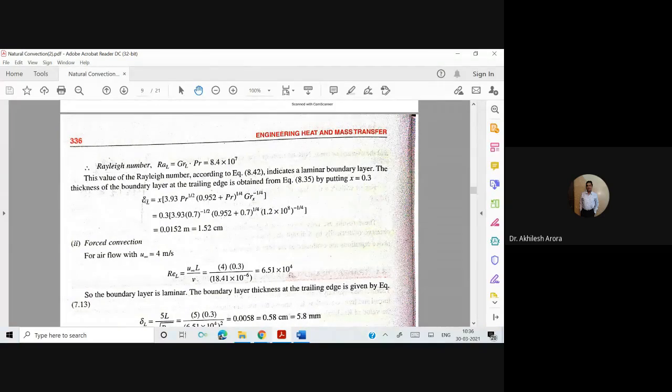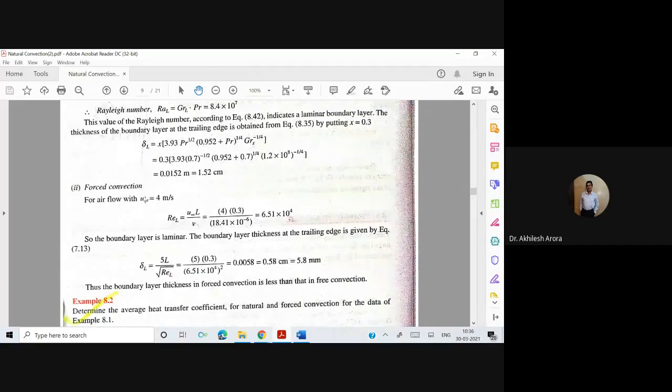1.52. Then in the second case they have calculated the value of delta in case of forced convection for the same plate. The Reynolds number has been calculated. The boundary layer is laminar because this value in case of a flat plate has to be less than 5 into 10 raised to power 5 for the flow to be laminar, and it is 10 raised to power 4. So we have calculated delta L by L as 5 divided by the square root of the Reynolds number. You can see it is 5.8 millimeter.